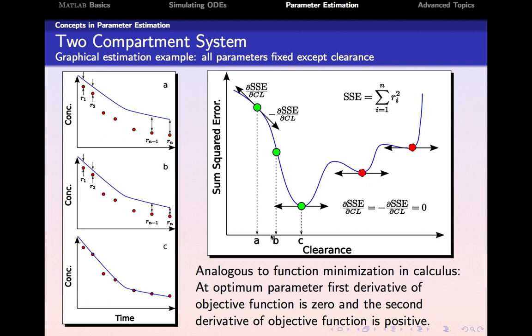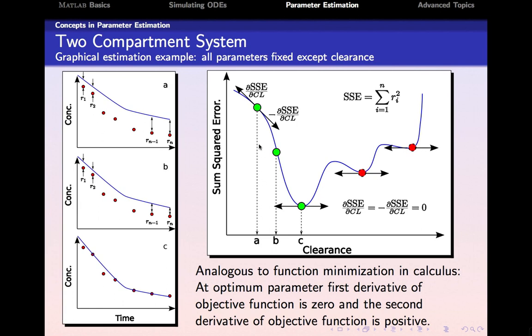This is analogous to function minimization in calculus, where you would take the derivative, set it equal to 0, and find all of the roots of that derivative. When you found the roots, that was either going to be a maximum, a minimum, or a point of inflection.